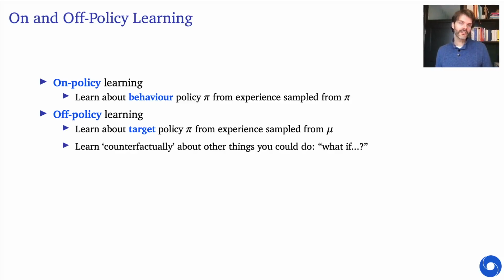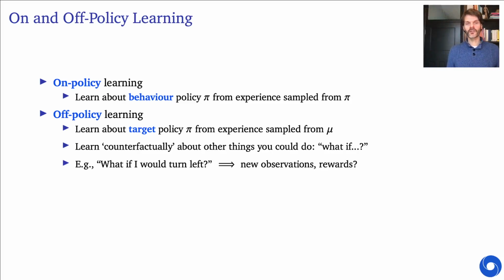This refers essentially to learning counterfactually about what-ifs, about things you could be doing. To give you some examples, you could have a valid predictive question: what if I would turn left? Maybe you're not turning left all of the time, or maybe you're turning left occasionally in some cases but not in others. It could also be that you have a random policy that turns left stochastically every so often. And then we could have a question that is, but what if I would turn left all the time? That could lead to new observations, new rewards.